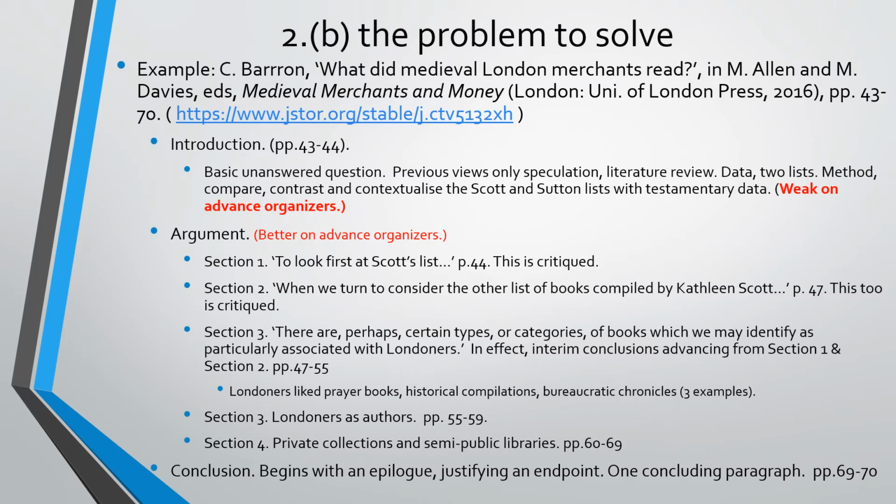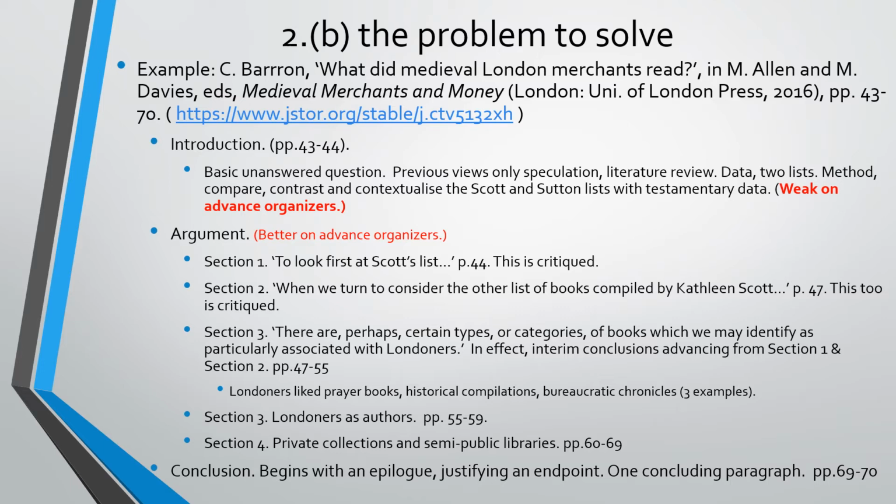So she systematically works her way through her data. Then in section 3, she takes that a bit further. She moves beyond what's in her main data sources and engages in a little bit of conjecture and draws some interim conclusions. For example, she indicates that Londoners like prayer books, historical compilations, and bureaucratic chronicles, as she calls them. She then moves on to a section where she discusses the kind of literature being written by Londoners for Londoners, and then finally finishes with a discussion of private collections and semi-public libraries.